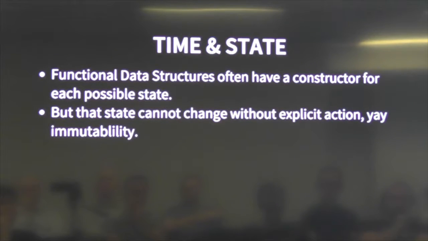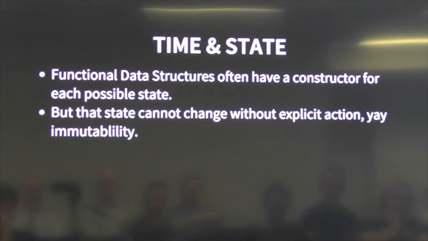So one way of thinking about different functional data structures is as a combination of time and state. Functional data structures will often have a constructor for each possible state the structure could be in. For example, you saw before, we had nil and cons. You either have an empty list, which is nil, or you have a cons, which means a non-empty list, which has one element and may contain more elements, which could be nil or another cons.